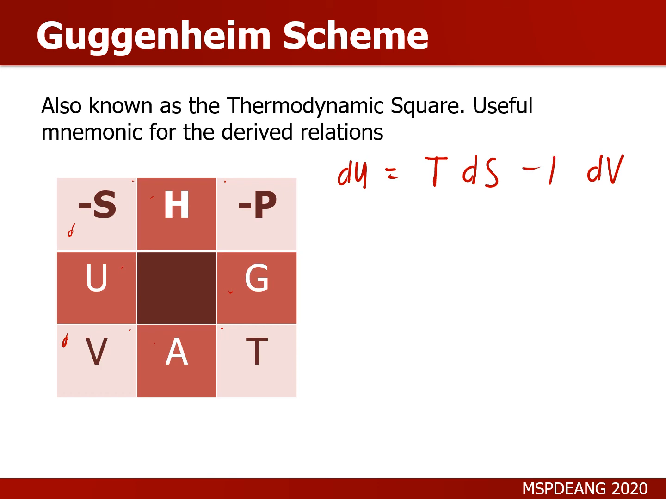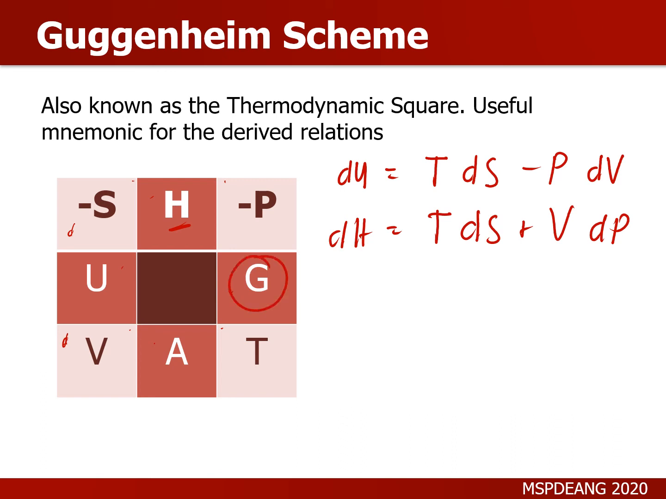So, minus PdV. Next, what if we want enthalpy? So, dH is equal to T dS, because the opposite of S is T, plus V dP, because the opposite of P is positive V.